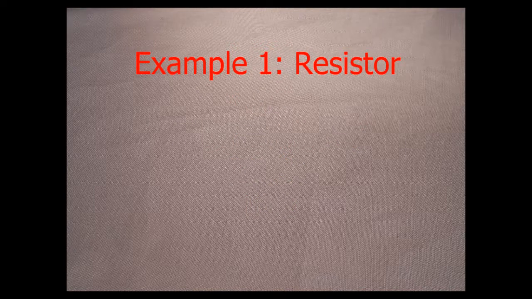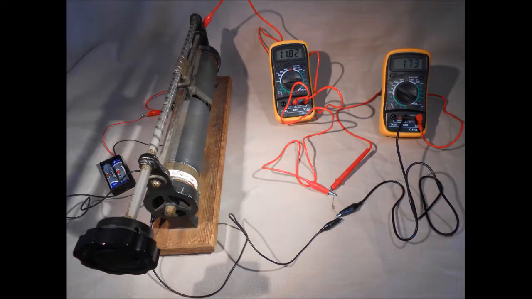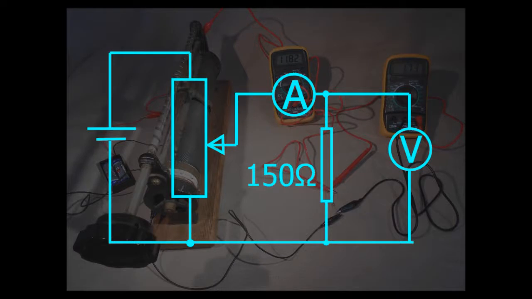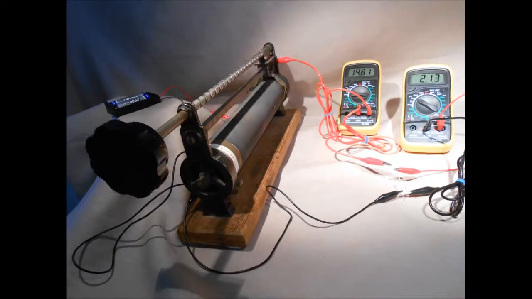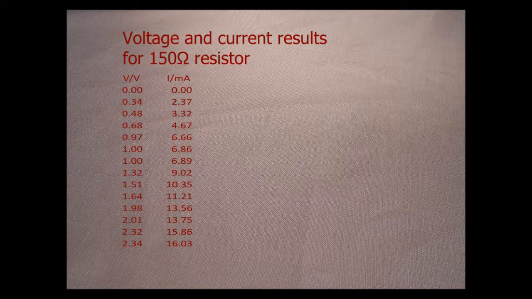First example is a simple resistor. This is the circuit I use to measure it. The current-voltage characteristic of a component is a graph of voltage against current. This is a photo of the circuit that I use and this is the actual circuit. Here are the results. If you want to see them properly, pause the video.